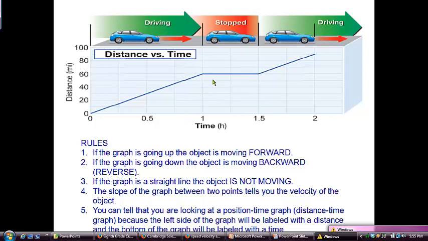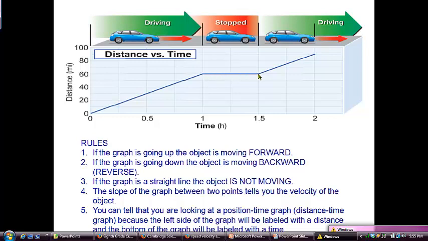Between 1 hour and 1.5 hours, the slope here is 0. So that means it's going 0 miles per hour for that period of time. The car is stopped. That's also why the line is straight, because the car is stopped.